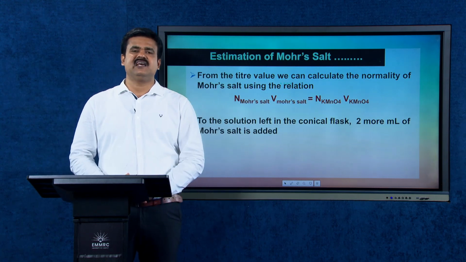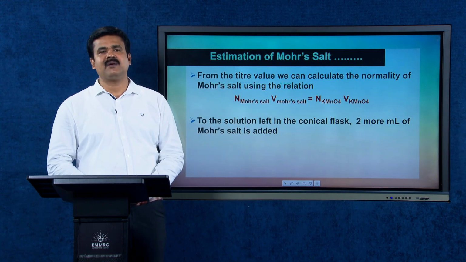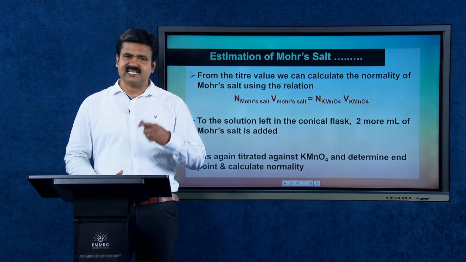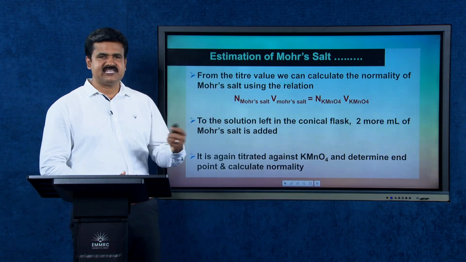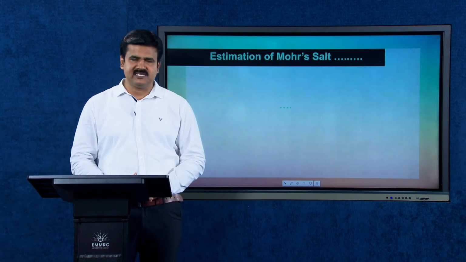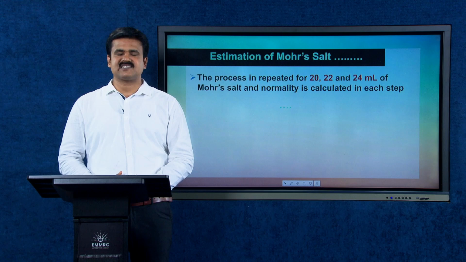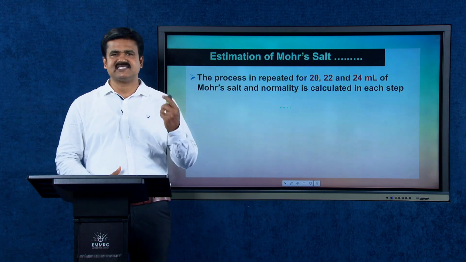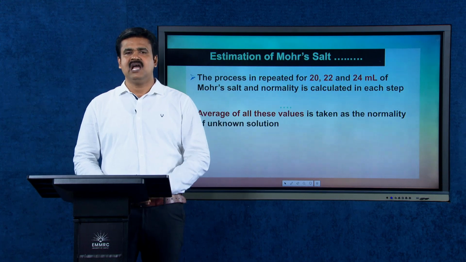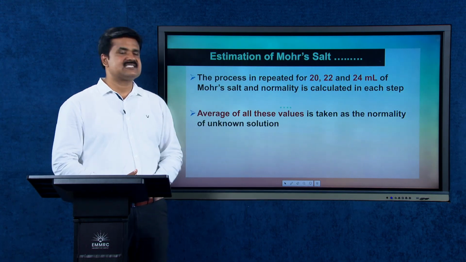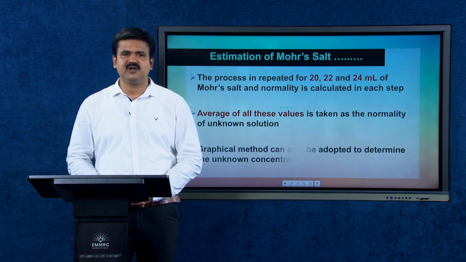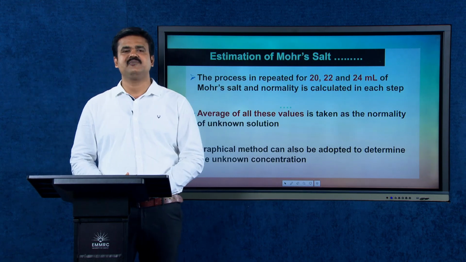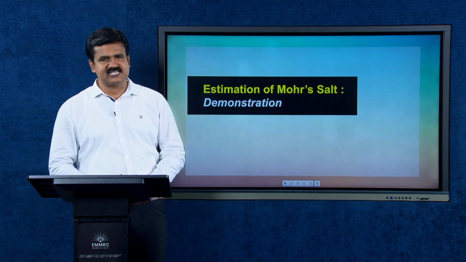To this solution left in the conical flask, add 2 more ml of Mohr salt. It is again titrated against KMnO4, the end point is determined and the normality calculated. Now the process is repeated for 20, 22 and 24 ml of the Mohr salt and the normality is again calculated in each step. Average of all these values is taken as the normality of the unknown solution. Graphical method can also be used to determine the unknown concentration.